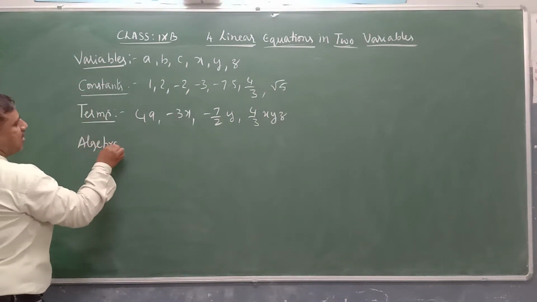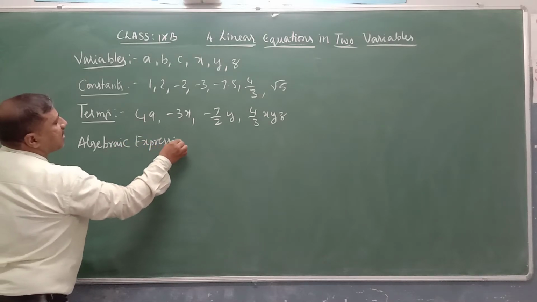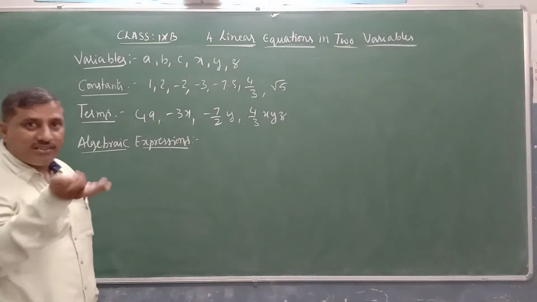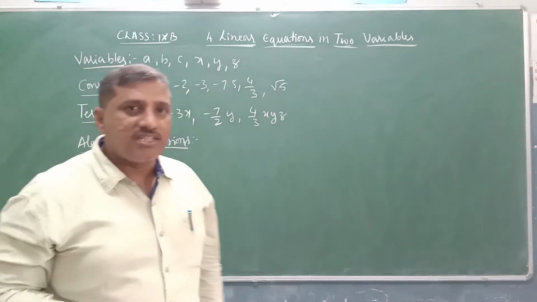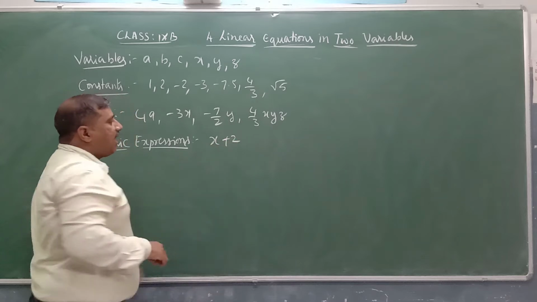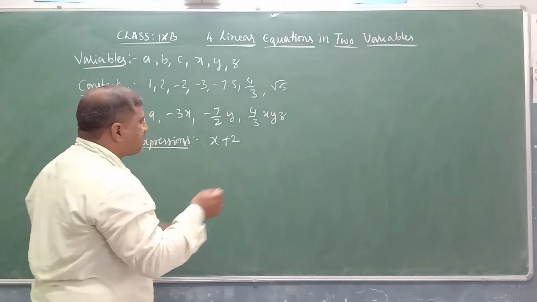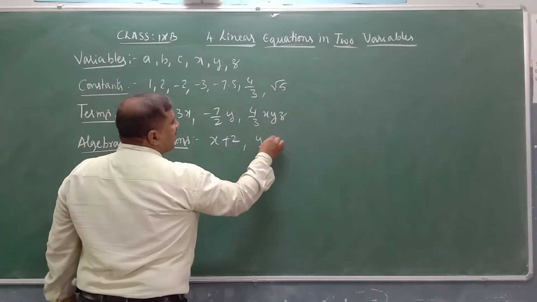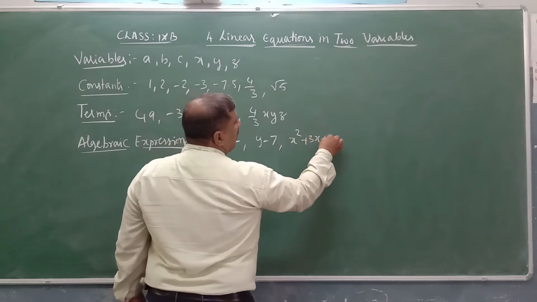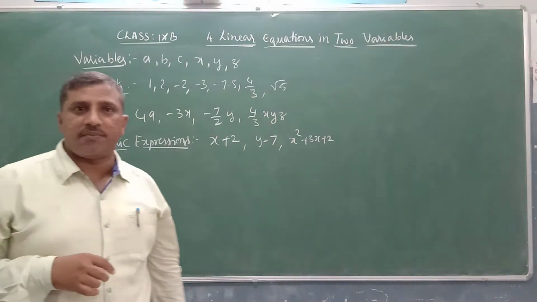What are algebraic expressions? The combination of terms or the term itself is known as an algebraic expression. That is x plus 2. X is one term, 2 is the other term. Here the two terms are combined. X plus 2, y minus 7, then x square plus 3x plus 2. All these are algebraic expressions. We have studied in the polynomials chapter also.